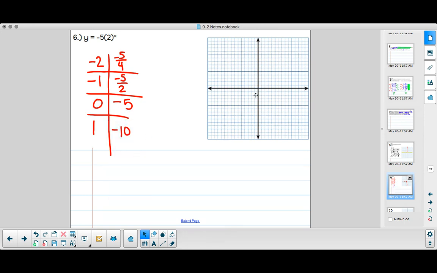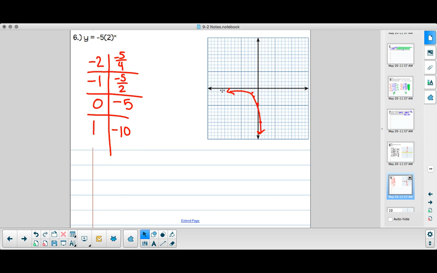When I graph this exponential function, it's actually on the other side of the x-axis. It goes through quadrants 3 and 4 instead of quadrants 1 and 2. And that's because my a value is negative. When you plot these points, this point right here is negative 2, negative 5/4. This is negative 1, negative 5 halves. This is 0, negative 5, which would be the starting amount. And this is 1, negative 10.